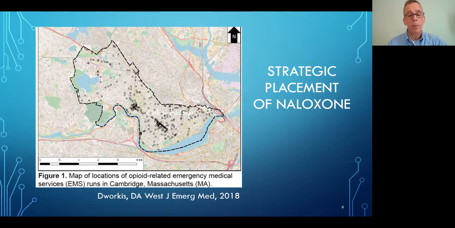So cluster or hotspot data may or may not be available to everyone wishing to seek to deploy public access naloxone, but even in the absence of such high-end data, conversations with EMS responders and people doing harm reduction work in the community can provide some good locations for intervening.